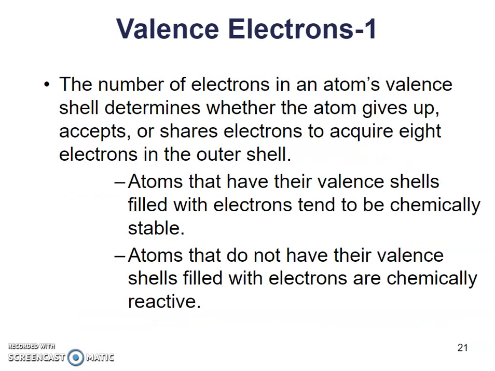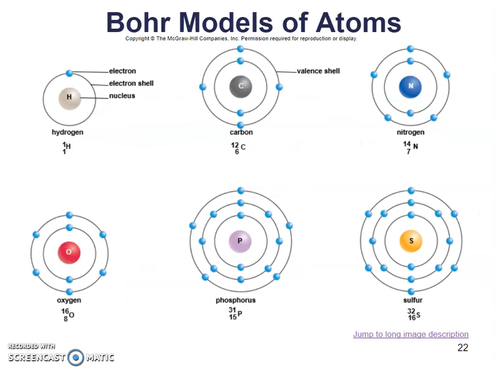The number of electrons in an atom's valence shell determines whether the atom gives up, accepts, or shares electrons to acquire 8 electrons in that outer shell. Atoms that have their valence shells filled with electrons tend to be chemically stable. Atoms that do not have a full outer shell are chemically reactive. They will go through chemical reactions to get those electrons.